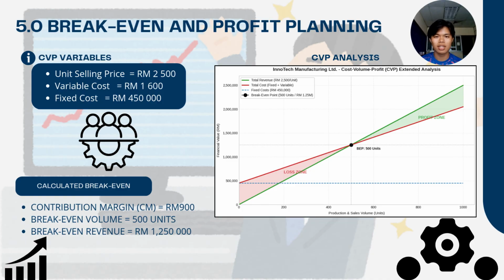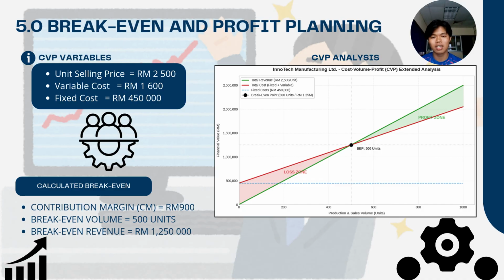When we divide our quarterly structural fixed cost of 450,000 ringgit by this 900 ringgit margin, it reveals our critical zero profit threshold. Inotech must sell exactly 500 units or generate 1.25 million in revenue to break even over the quarter. So in the CVP plot at the right side, to the left of the 500 unit intersection, we can see the shaded loss zone where our revenue is simply not enough to cover the factory's fixed structural costs.